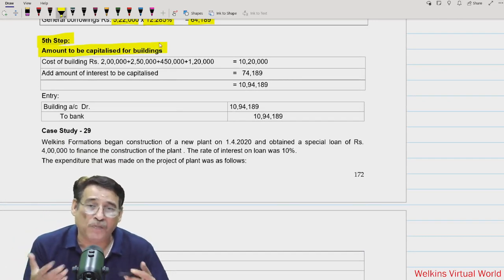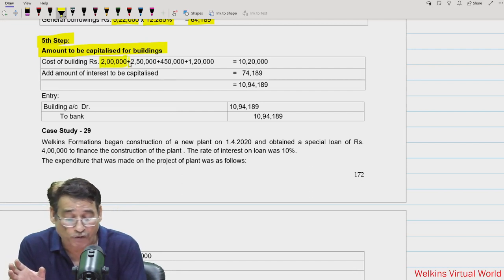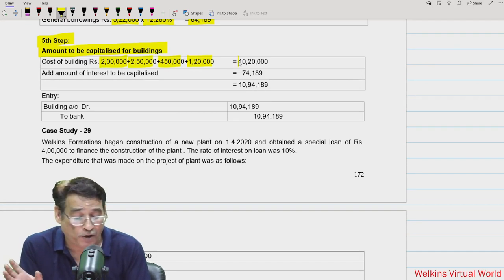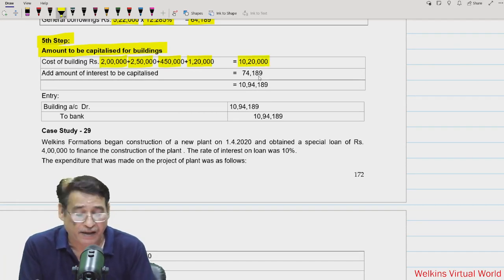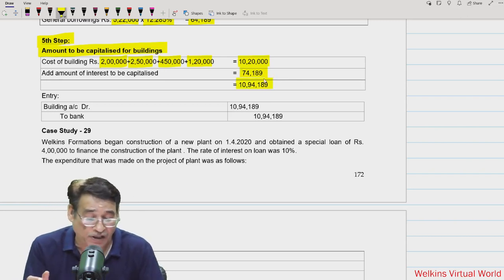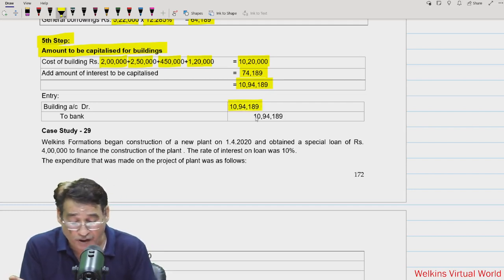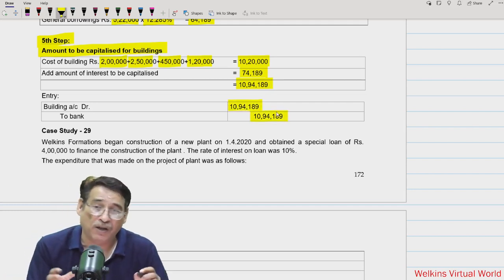And finally, under the fifth step, amount to be capitalized for building. Actually, how much amount now I'm going to capitalize? First of all, I will compute the total amount which we have spent, actual amount spent, not average expenditure, actual amount we have spent 10,20,000, correct? And then we are going to add the interest which we are capitalizing. So total capitalization will be 10,94,189. And my entry will be building account debit to bank account like this.